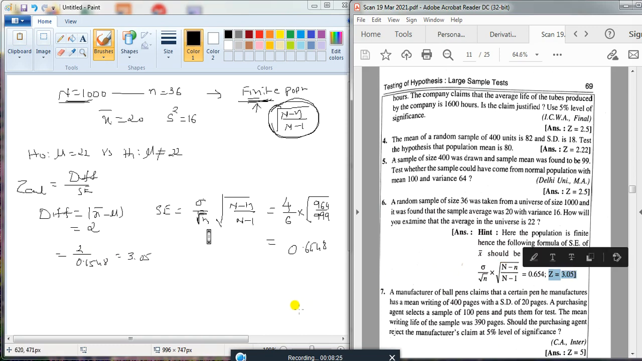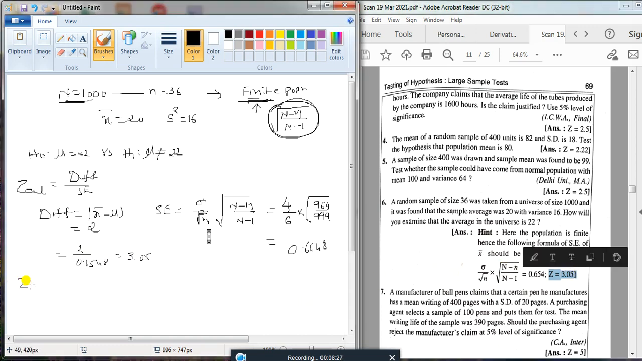Z is equal to 3.05. Now what do we need to do? We need to compare with the tabular value. First of all, we need to check whether it is one tail or two tail. So not equal to is mentioning it is a two tail test. So for the two tail test at the 5% level of significance the value is 1.96.